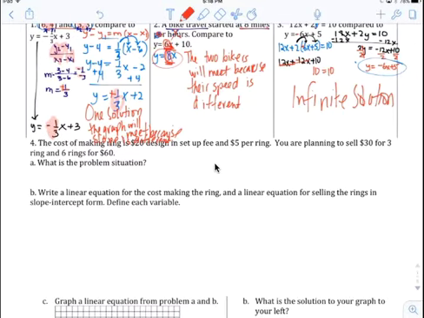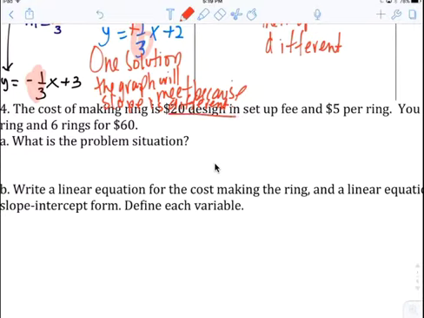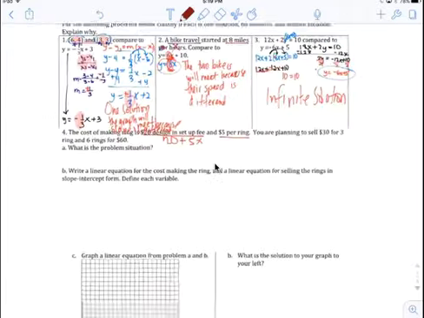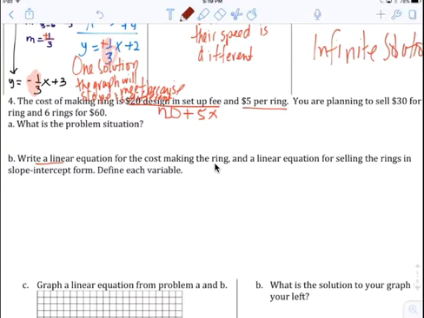Okay, here. The cost of making a ring is $20 design setup fee, $5 per ring. So to make a ring is 20 plus 5 times the number of rings. So write a linear equation for the cost of making the ring. So making the ring is y equals 5x plus 20.